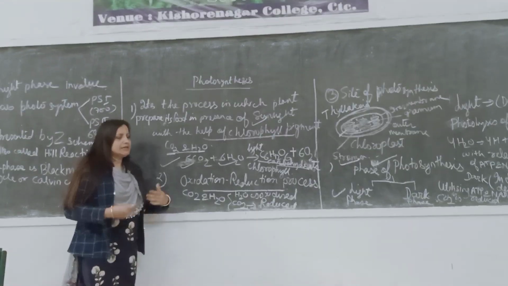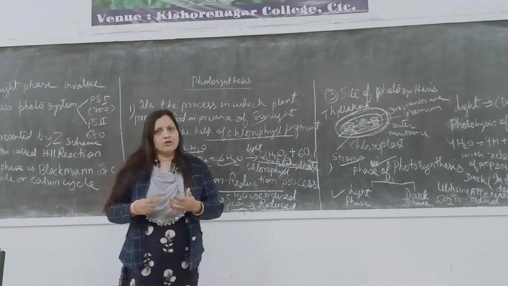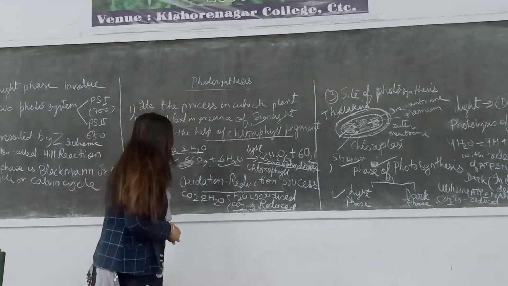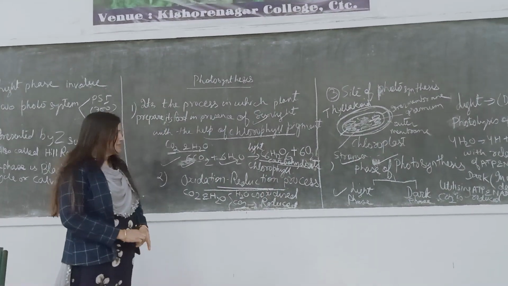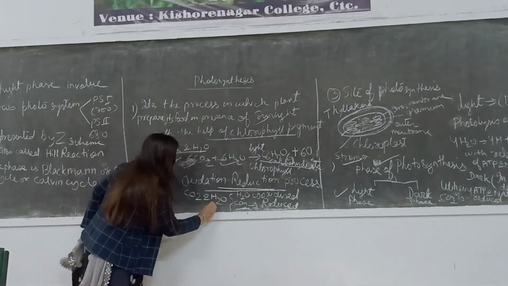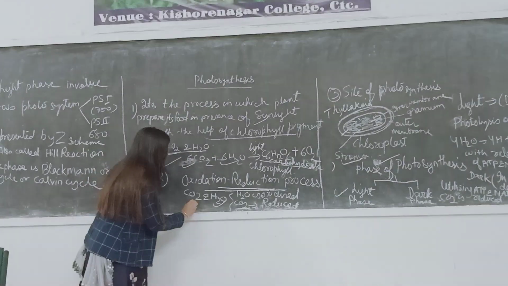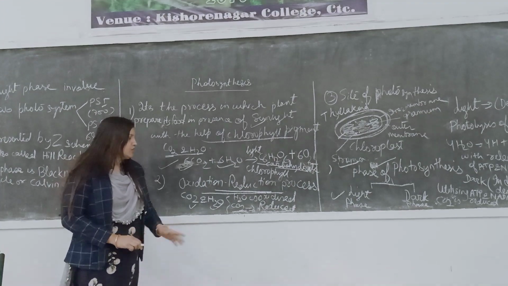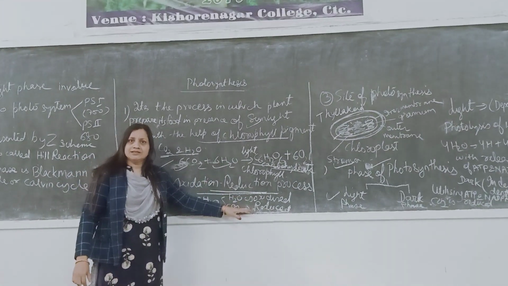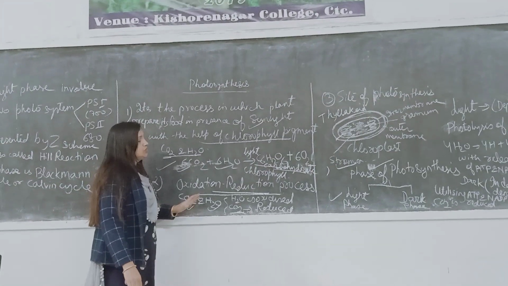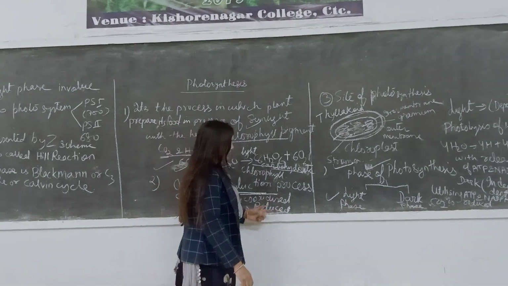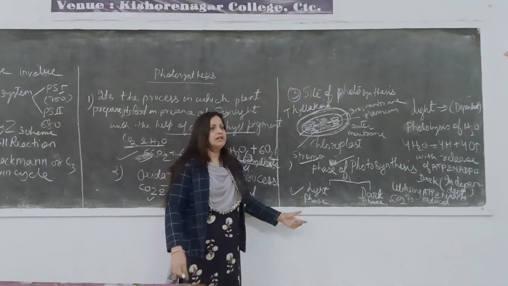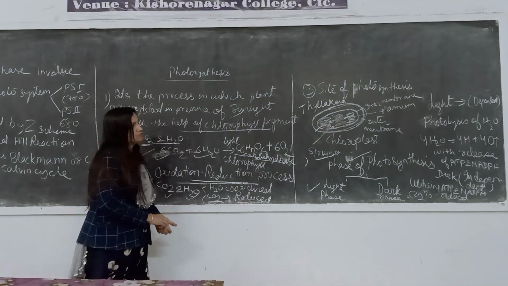In a technical way, if we explain photosynthesis, we can also say it's an oxidation reduction process. So what is oxidation and reduction? Here water is oxidized and carbon dioxide is reduced. Water is oxidized in the light reactions, and carbon dioxide is reduced in the dark reaction, and that is the true phase in photosynthesis where this happens.